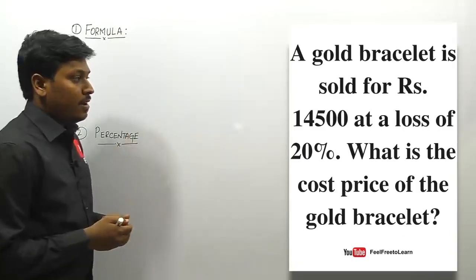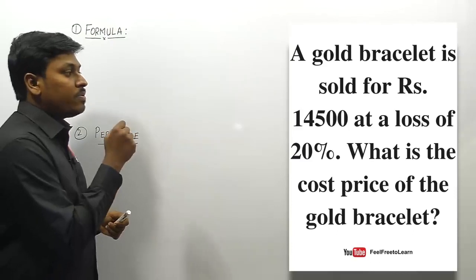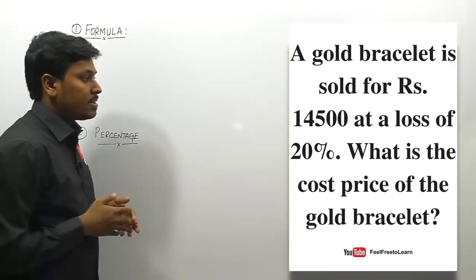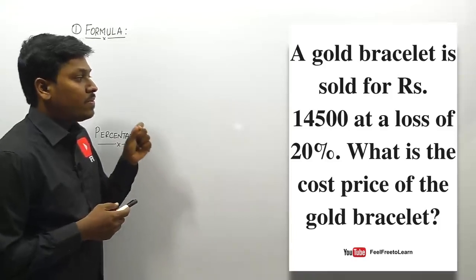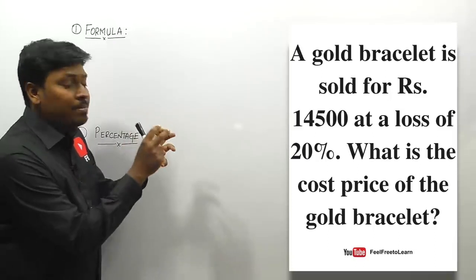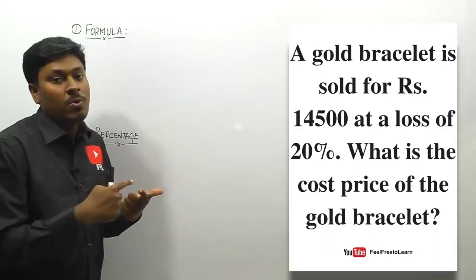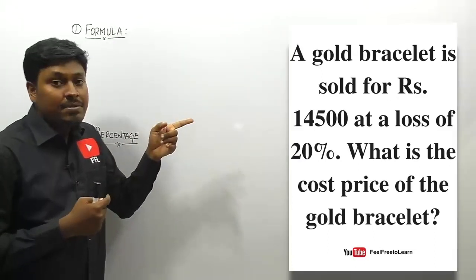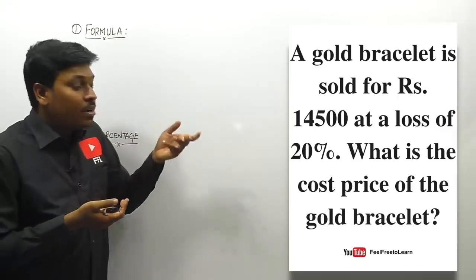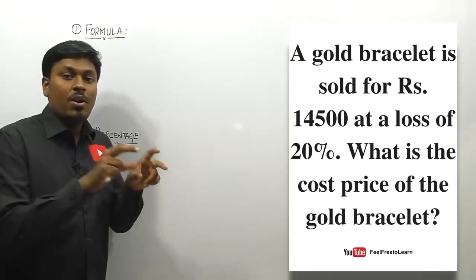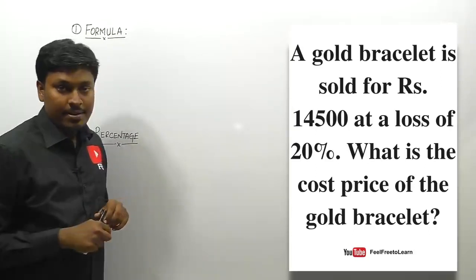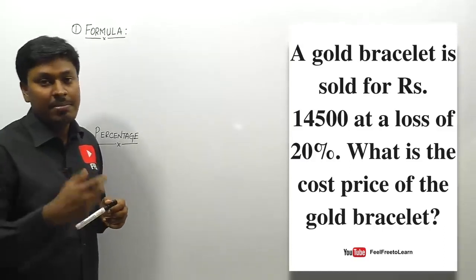Question number 3. A gold bracelet is sold for rupees 14,500 at a loss of 20%. So what will be the cost price of the gold bracelet? Again, it's a simple question, but here a gold bracelet is sold, right? If he sold it, then we can say that the selling price will be 14,500. Because of selling for this amount, he got a loss of 20%. So the loss will be 20% and the selling price will be 14,500. So we need to find the cost price of the bracelet.